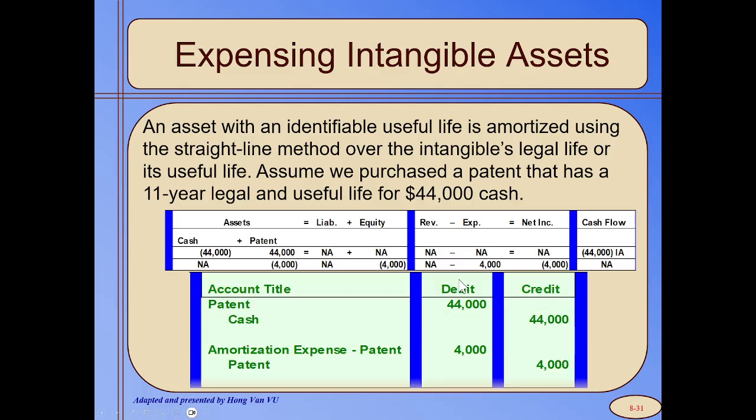At the end of the year, in the first year, we recognize the amortization expense of $4,000, which reduces income and the equity section by $4,000. We also directly reduce the cost of the patent by $4,000 rather than use an accumulated amortization account. So we have amortization expense increase $4,000 and the patent decrease $4,000.